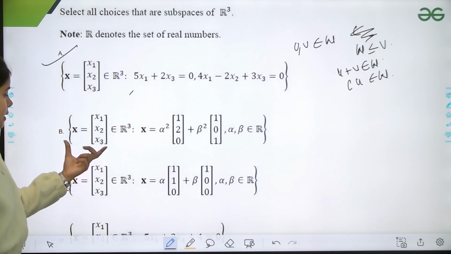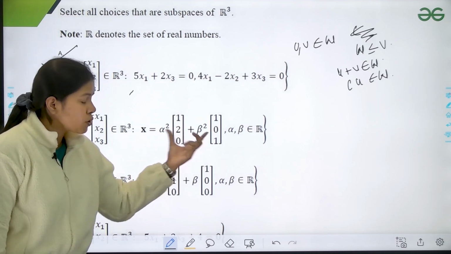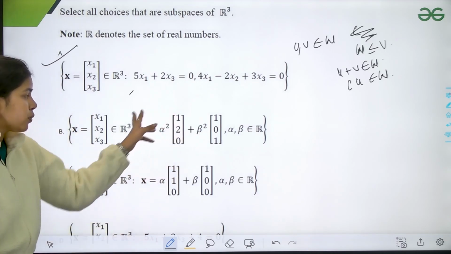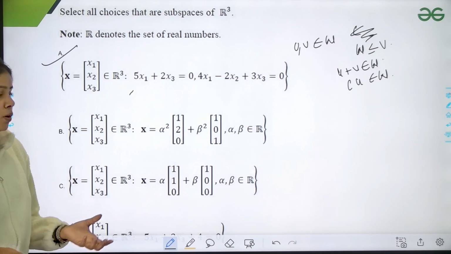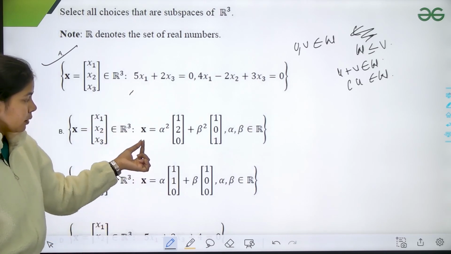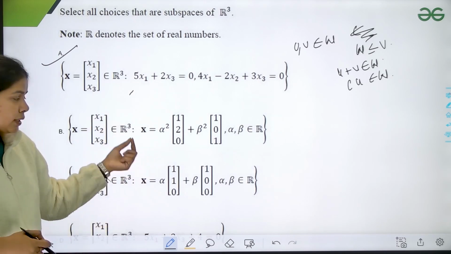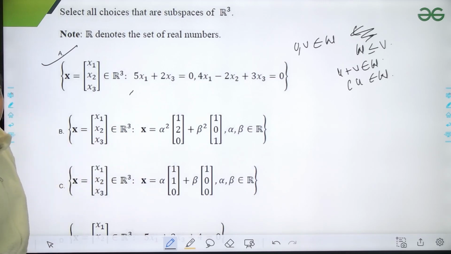And if I talk about this, in this you can see that we have alpha square plus beta square. So that means we have only positive values. So there may be a possibility that I take c as a negative number, right? If I take any c value that is negative, that would not belong to this set. So that's why this is not a subspace.